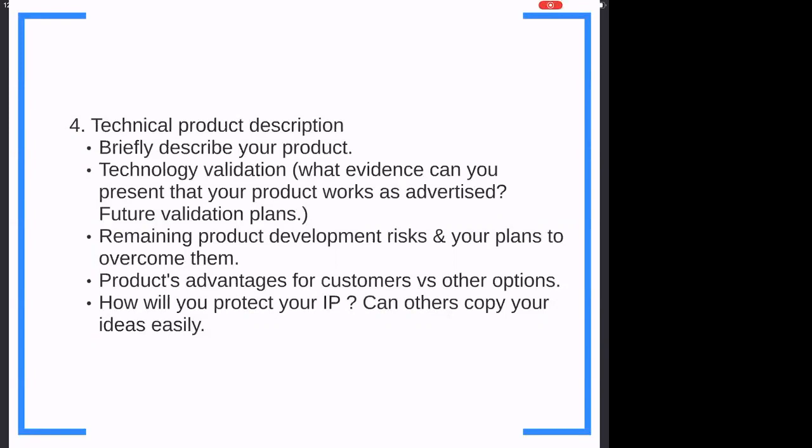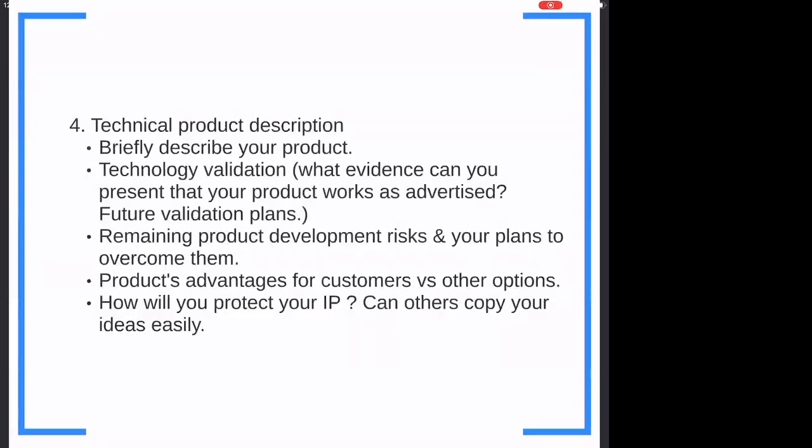Section 4 is the technical product description. Briefly describe what it is. Technology validation. What evidence can you present that your product works as advertised? If you haven't built anything, which is perfectly fine for this class, plans. What are your future validation plans? Remaining product development risks, what's remaining, and your plans to overcome them, which can be technical, but it can also be market risk as well.